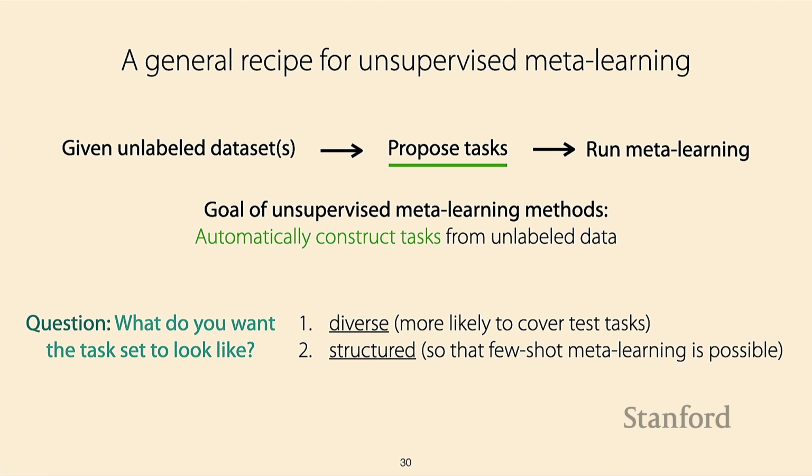And then the second thing you want is you want it to have some structure. So if you propose completely random tasks, then your meta-learner won't actually be able to learn those tasks with a few examples. And this maybe gets a little bit at the K-means comment, which is that if you cluster data, intuitively what that's doing is finding the structure underlying the data. And we can try to leverage that structure during the meta-learning process.